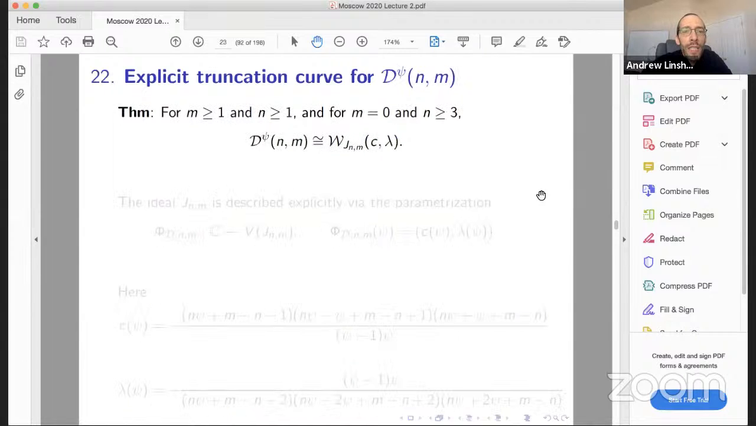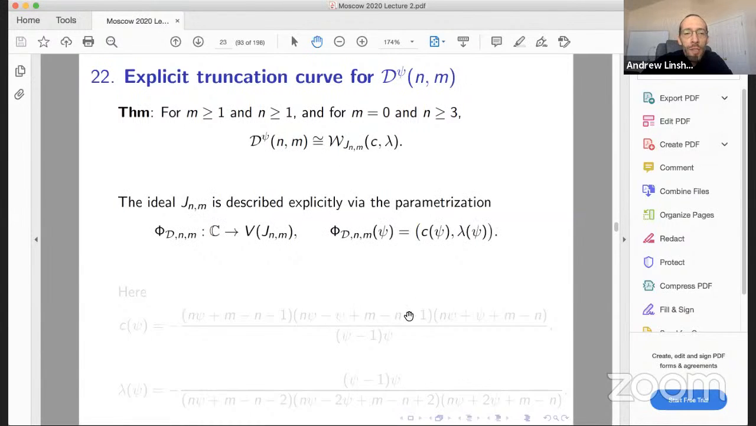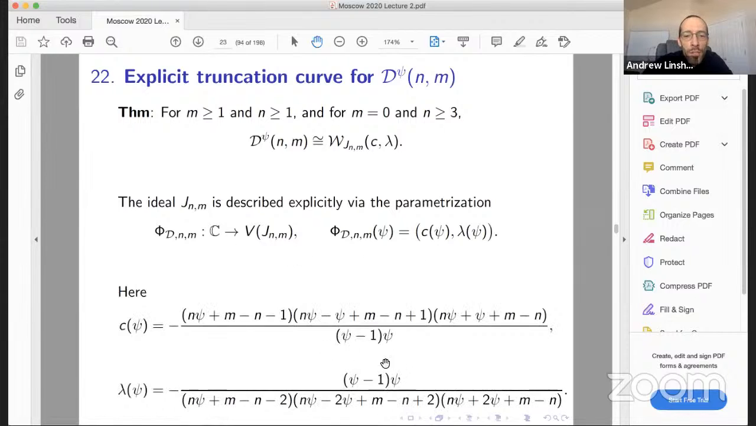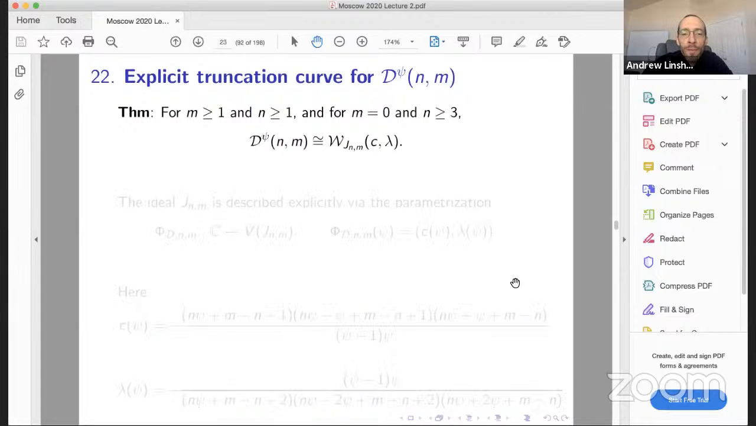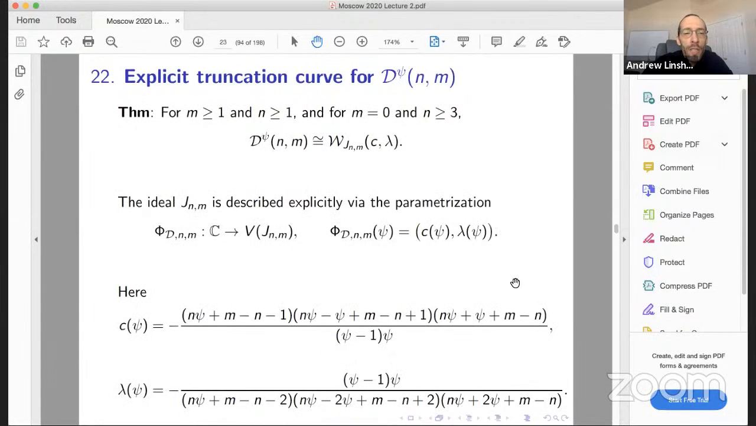There's a similar one for D psi nm. Again, there's some range where this makes sense, and I'm going to call my ideal J n m. Again, it's better to describe it via a parameterization. So I'm going to call this big phi D comma n m. Again, it's a partially defined map from the complex numbers to this variety, and it goes like this. There are certain things that you have to throw out: the roots of the poles of the denominator here, together with 0 and -1. Actually, these expressions are very similar. You get these by replacing m by -m in this expression. So they're very closely related.